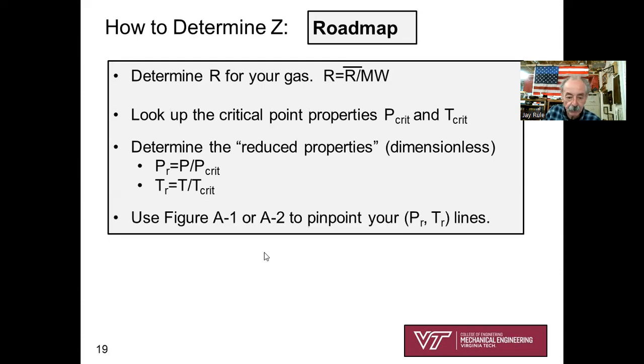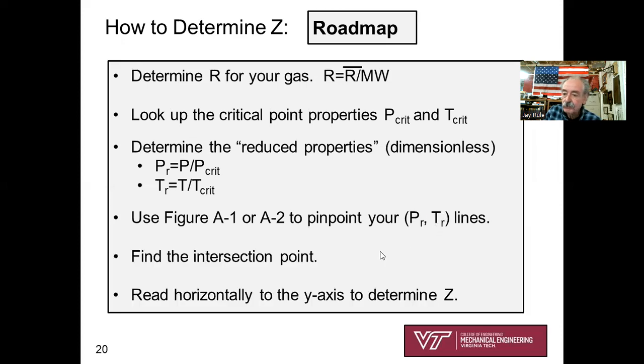You're going to go to the back of your book and go to either figure A1 or A2, some more details later, to pinpoint your lines of PR and TR. It's that easy, okay? You're going to find the intersection point of those two lines, and then you're going to read horizontally to the y-axis to determine the value of Z. And that's simple.